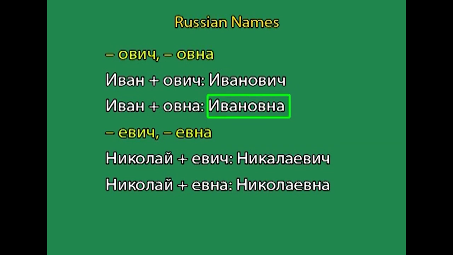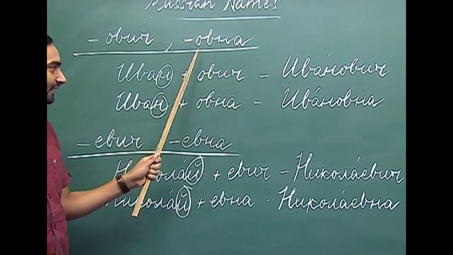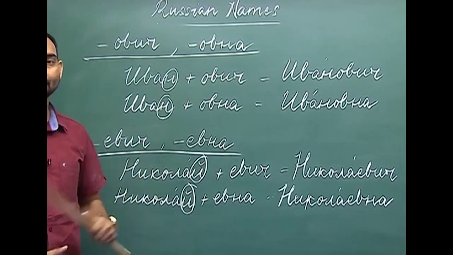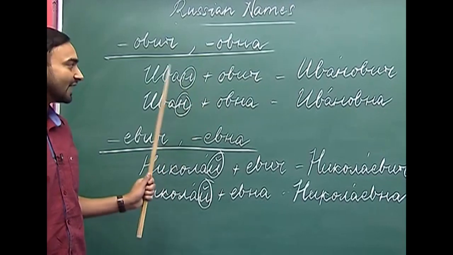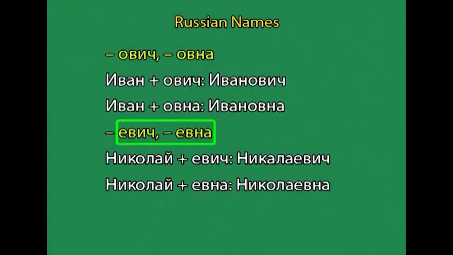This ovich and ovna are added to the first name if it ends with a hard consonant. So, ovich and ovna can be used after the first name which ends with a hard consonant to get the patronymic. The next set of suffixes are yevich and yevna. For example, Nikolai. If we add the suffix yevich, we get Nikolaevich.